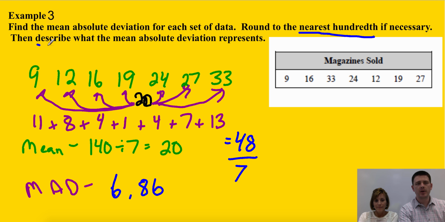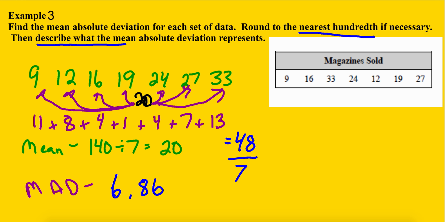And then Mrs. King is going to talk about how we describe what that means. You're just going to put it in a sentence using your 6.86 and say the average distance away from the mean is 6.86 magazines sold.